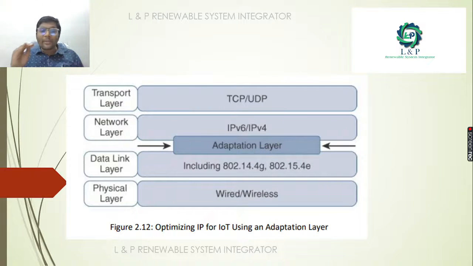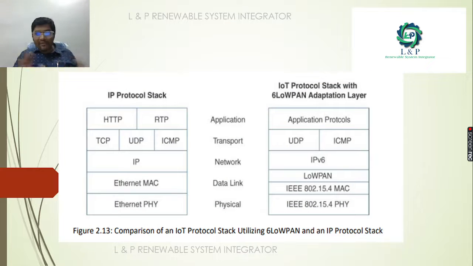Okay, so optimizing IP for IoT using the adaptation layer. If you see, the physical layer has wired and wireless, and for the data link layer we have included IEEE 802.15.4G and IEEE 802.15.4E. Next is the adaptation layer. Next to the adaptation layer we have network IPv6 and IPv4, and for the transport layer we can go for TCP or UDP.